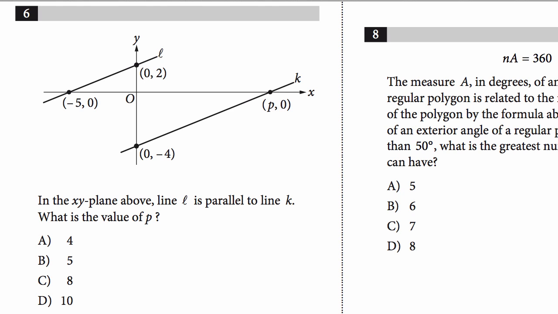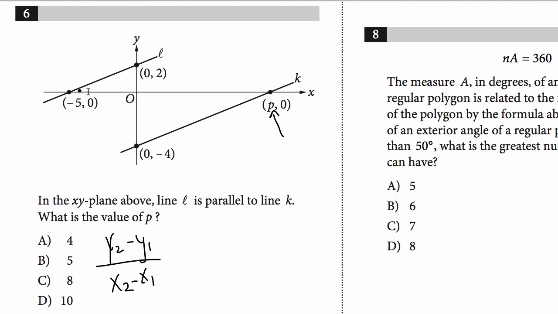It says in the xy plane above, line L is parallel to line K. What is the value of P? So they're trying to figure out the x value of this point right here. Or what is the value of point P? So you can use the slope formula, y2 minus y1 over x2 minus x1. You're not going to do that. Here's the quicker way. Just figure out the slope by using rise over run.